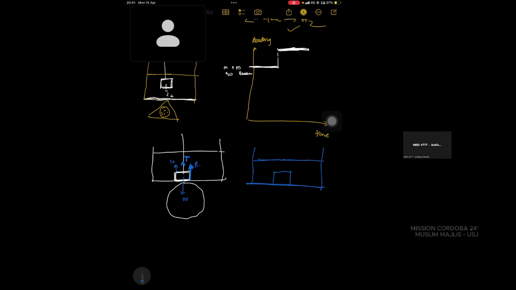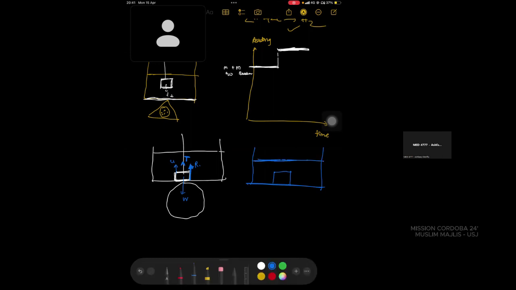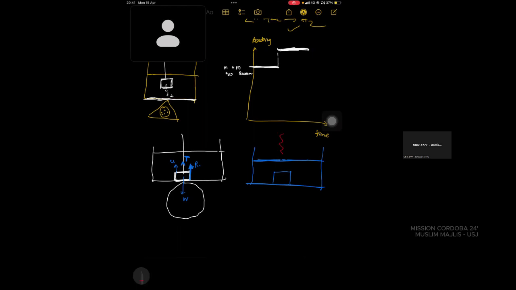Now, when this block touches the surface, can someone tell me what will happen to the string? Will the string still be vertical, or will it be like this, or like this? Option 1 or option 2? Option 2. When it comes to option 2, there is no tension in the string. The string is a bit slack. So tension is 0. Did you all understand that?